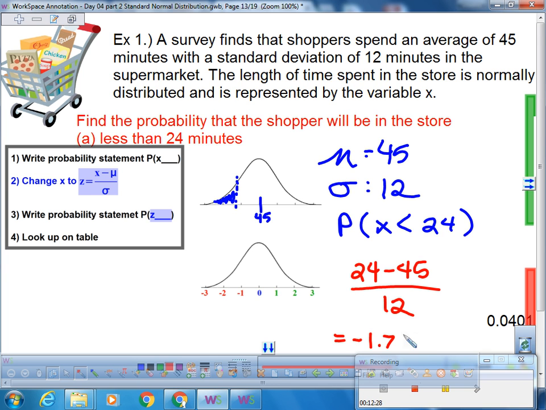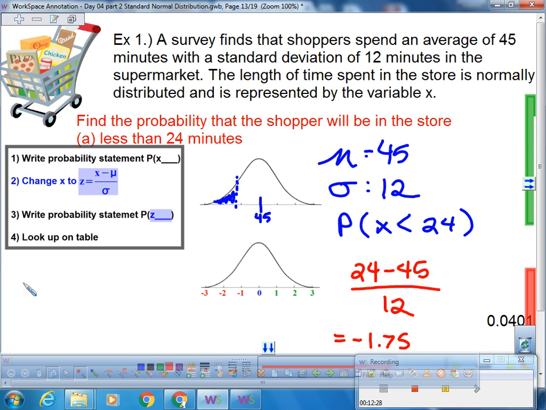Negative 1.75. Your mean is 45. This says x minus mean. X minus mean. We talked about that just a few minutes ago, right? This is for a sample. This is for a population. It's mu. Yeah, it's a Greek letter. It's a lowercase Greek letter. So it's not just me making a messy M, okay?